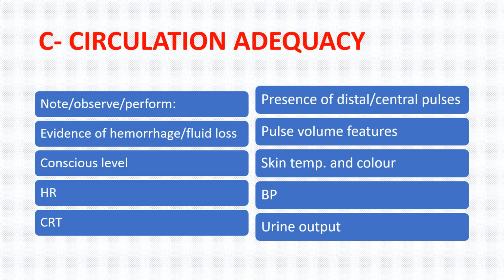At C, we have circulation. For circulation, we assess for heart rate, blood pressure, and peripheral perfusion. So the first thing you note or observe is the evidence of hemorrhage and fluid loss. We also assess for level of consciousness by the use of the AVPU scale or the GCS score for pediatrics.